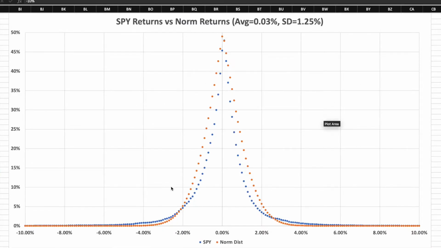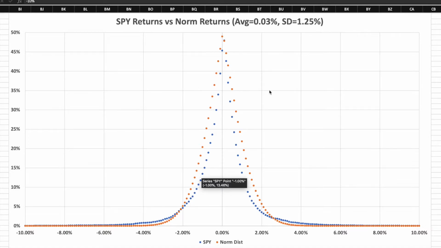Now in this one, there's actually 2 different graphs. The dots in blue represent the actual SPY data, and the dots in orange show you the theoretically perfect bell curve, right? Because again, the bell curve is just a theoretical model, and so I wanted to see how the actual data in blue here held up against the theoretically perfect bell curve.